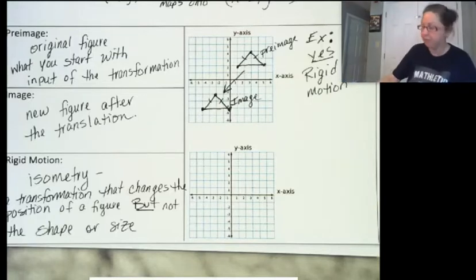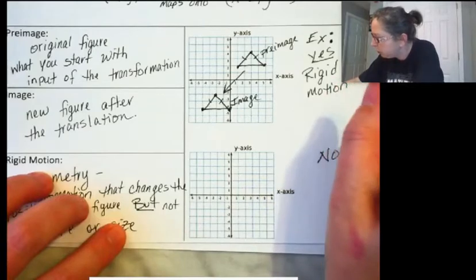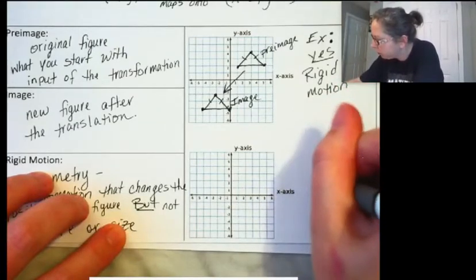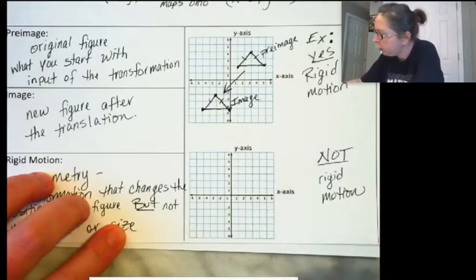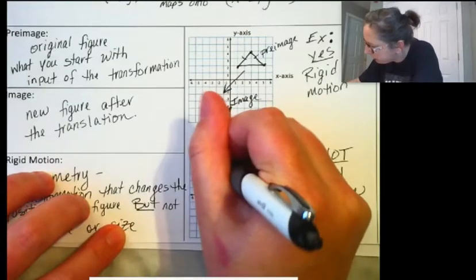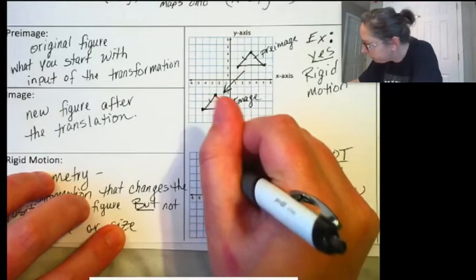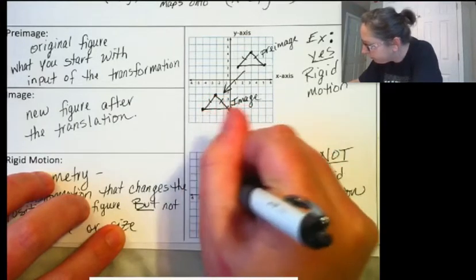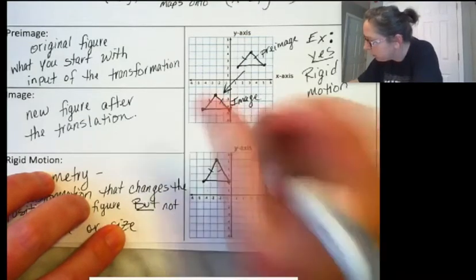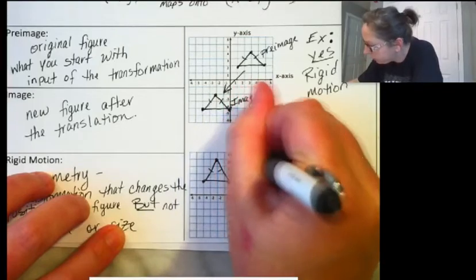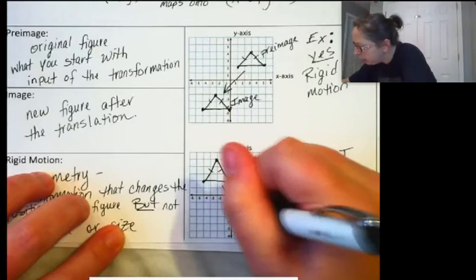Let's look at an example of not rigid motion. So my pre-image is going to look like this. Okay. And then I'm going to slide it down to here.